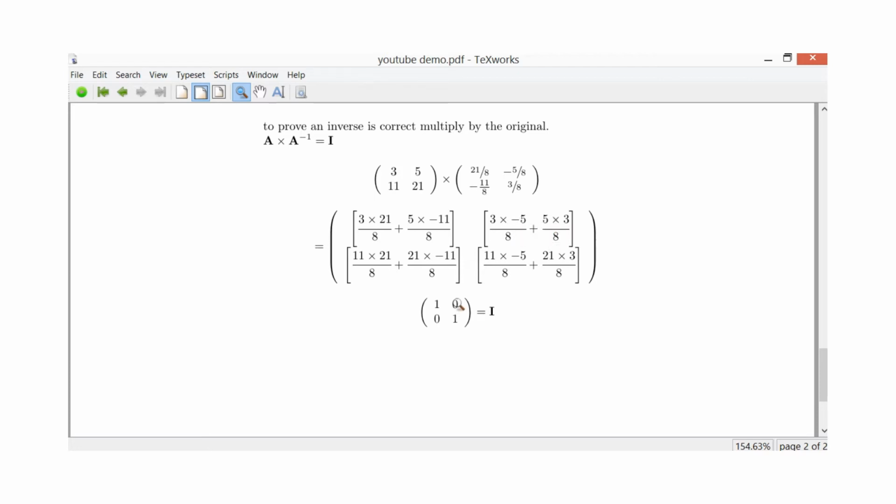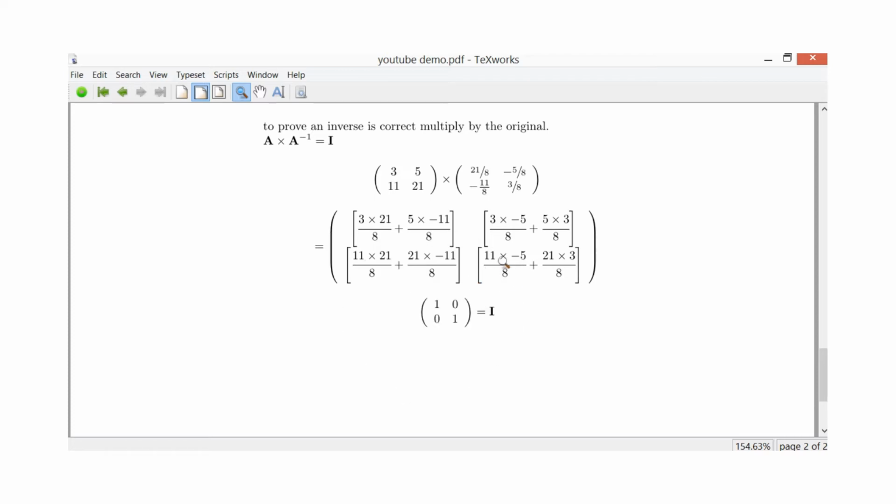0 over 8 gives us our 0. This one here should be the same again. 11 times 21, 231. 21 times minus 11, minus 231. 231 minus 231, 0. That gives us a 0.